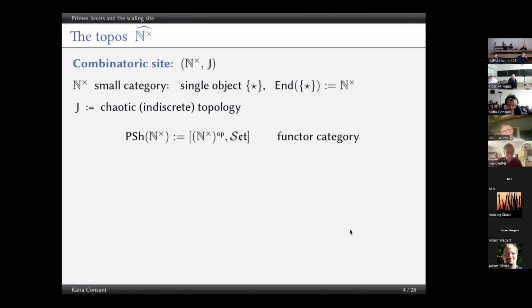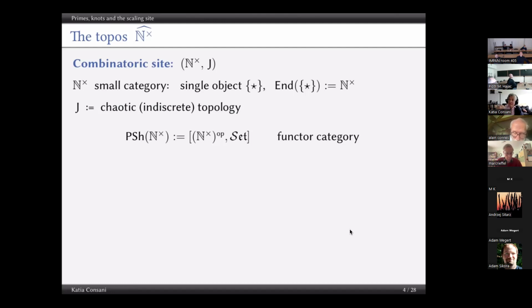So the story started in topos theoretic terms, with the introduction of the combinatoric site. So you have N cross understood as a small category with a single object, and the elements of N cross realized as the endomorphisms of the single point. And a topology, which is the roughest one, which is, in Grothendieck's words, the chaotic topology, or sometimes called the indiscrete topology. So the only opens are the empty set and the full thing.